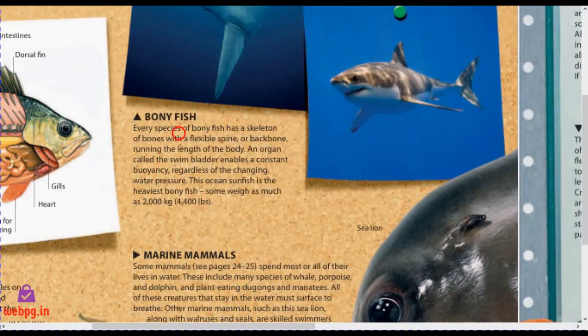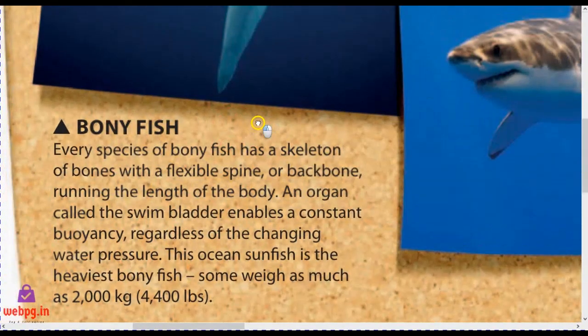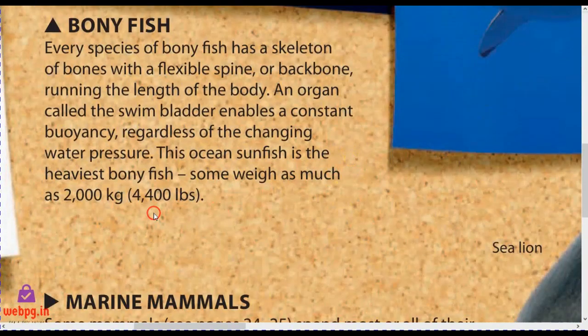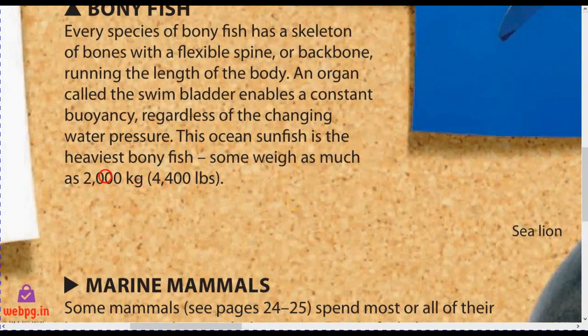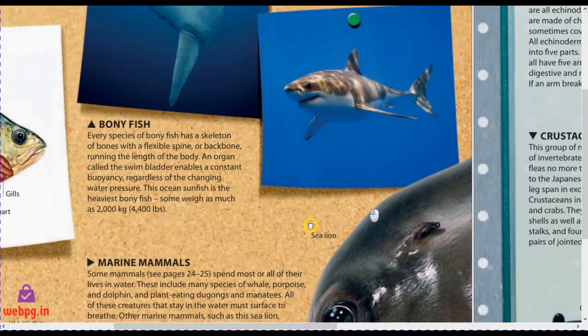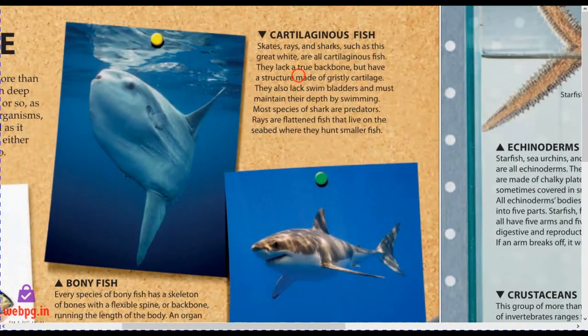Now let's talk about bony fish. Every species of bony fish has a skeleton of bones with a flexible spine or backbone running the length of the body. An organ called the swim bladder enables constant buoyancy regardless of the changing water pressure. This ocean sunfish is the heaviest bony fish, and some weigh as much as 2000 kgs. That's nice stuff.